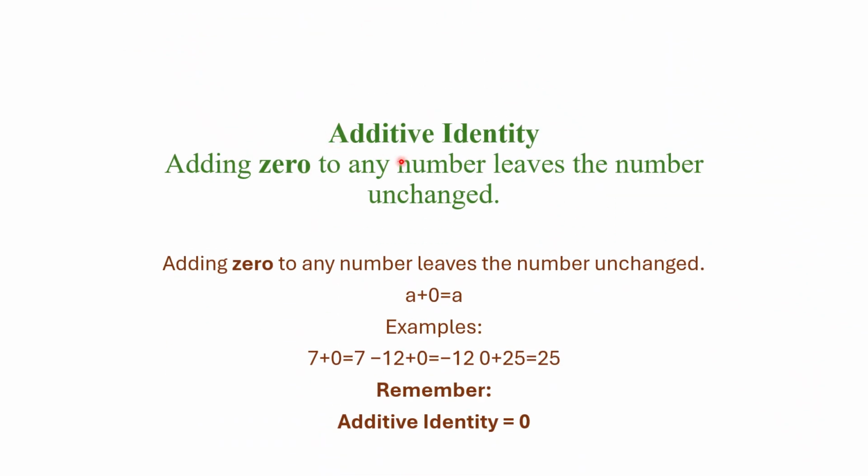Additive identity. Adding 0 to any number leaves the number unchanged. So for example, adding 0 to any number leaves the number unchanged. So we have a plus 0 is equal to a. So we have 7 plus 0 is 7. Negative 12 plus 0 is negative 12. 0 plus 25 is 25. Remember that is an important information.